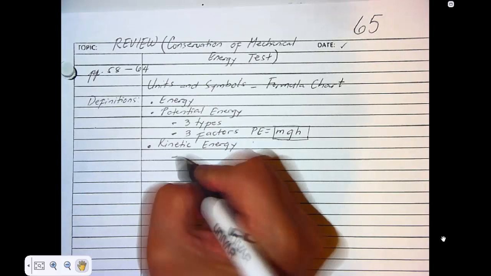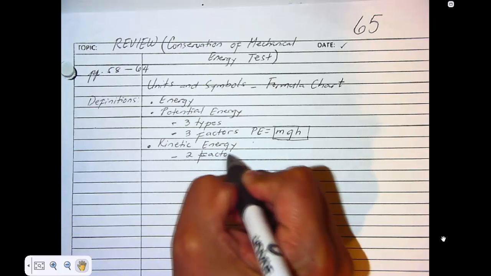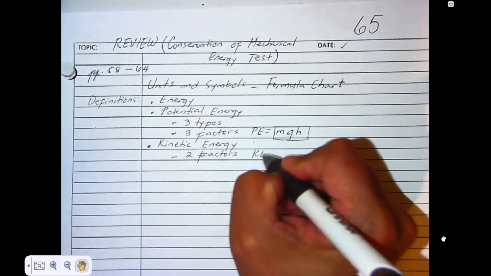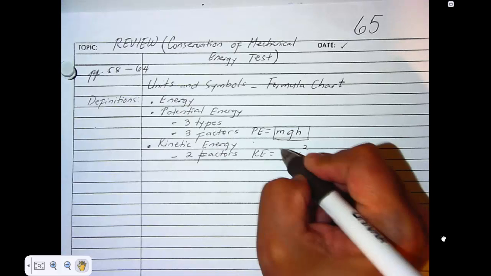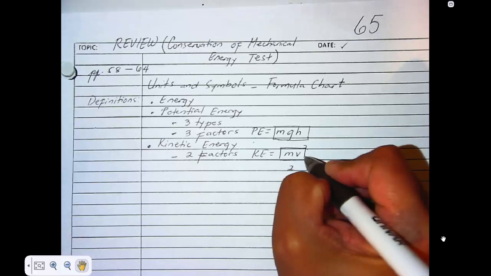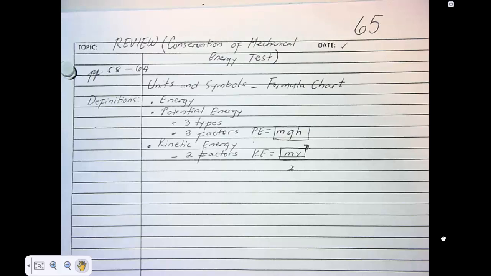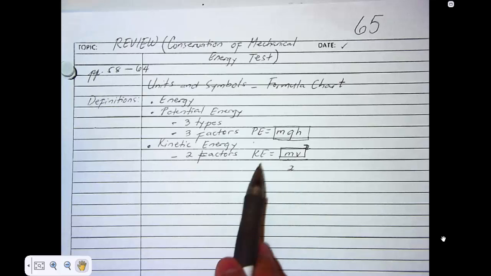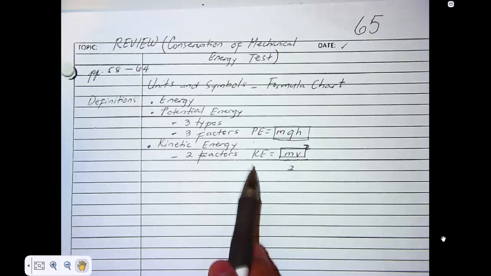And then that includes the 2 factors affecting kinetic energy. So we also get this from the equation mv squared divided by 2. So these are the 2 factors affecting kinetic energy, your mass and the speed. So a heavy object will have a greater kinetic energy, and a faster object will have a greater kinetic energy.